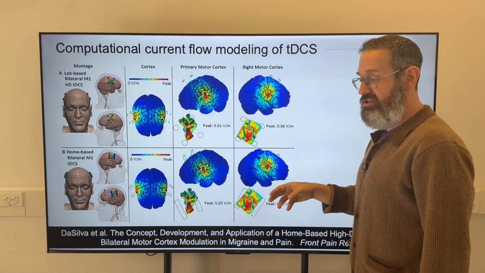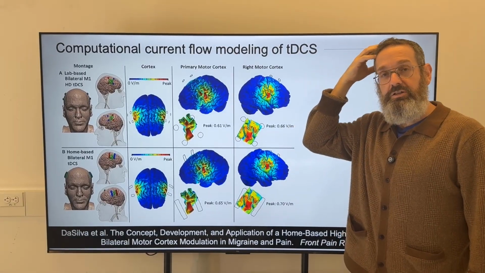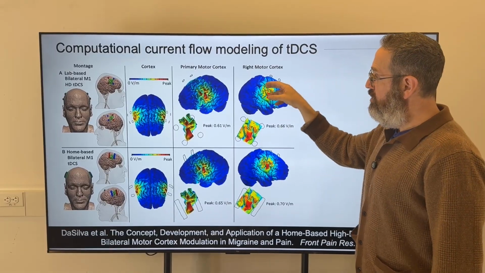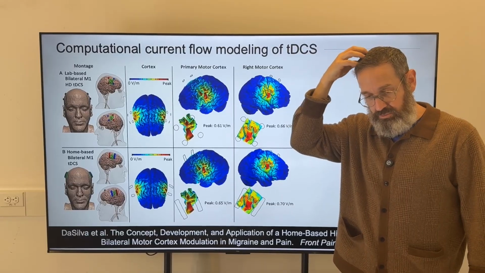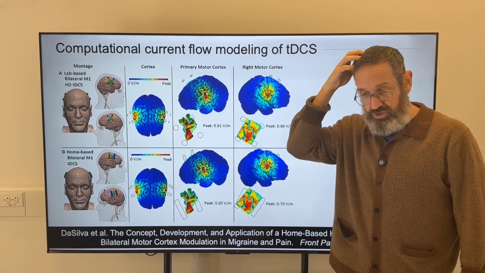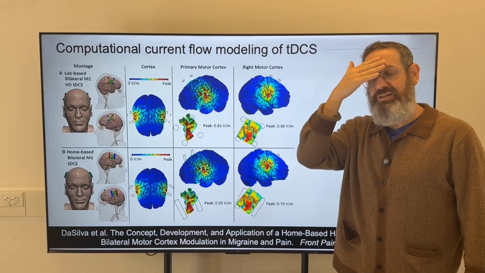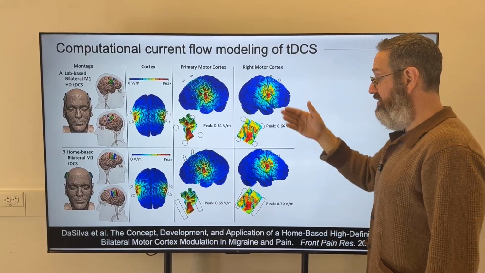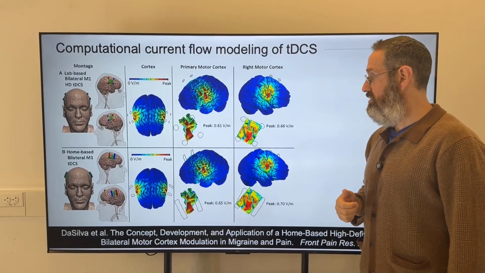Now, the other advantage of this approach is very little current slips to other parts of the body. So not only are we more focused as far as the motor cortex, but we also are avoiding things like stimulating the skin on the forehead, and therefore this confound of trigeminal nerve stimulation.